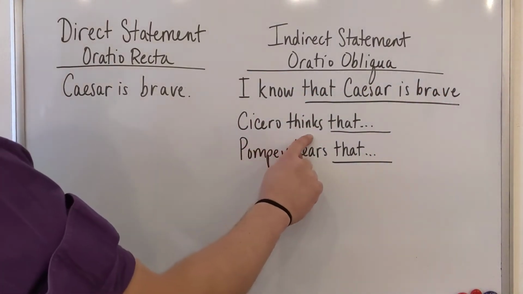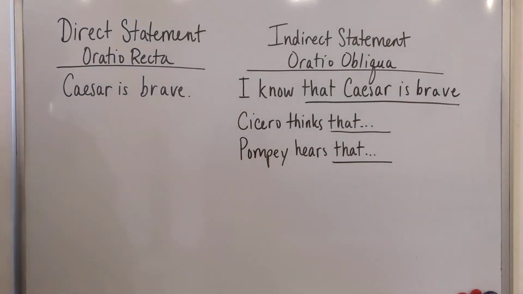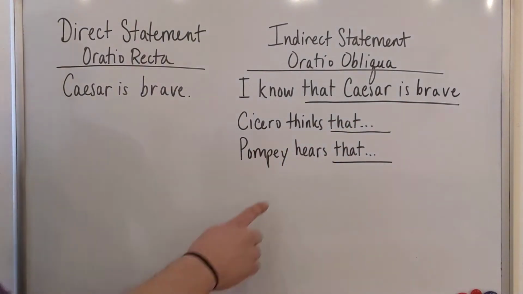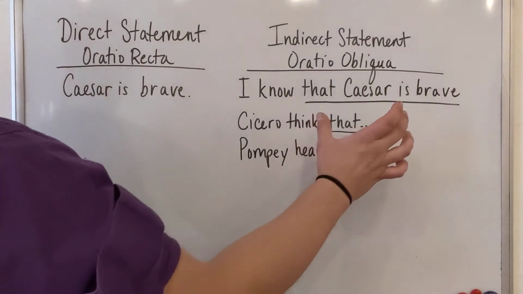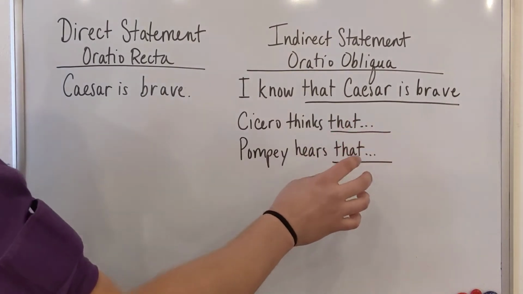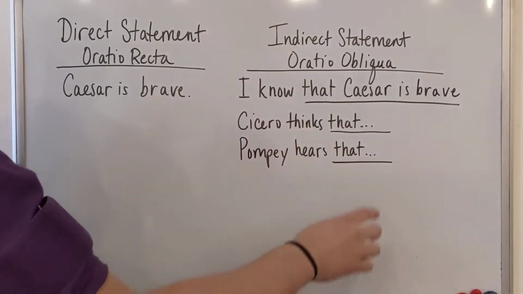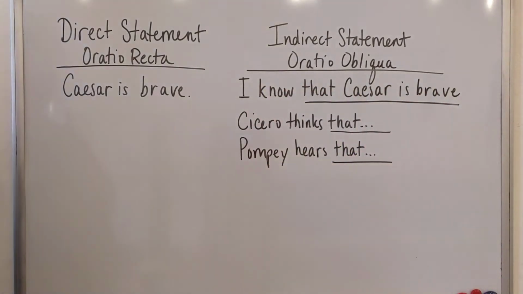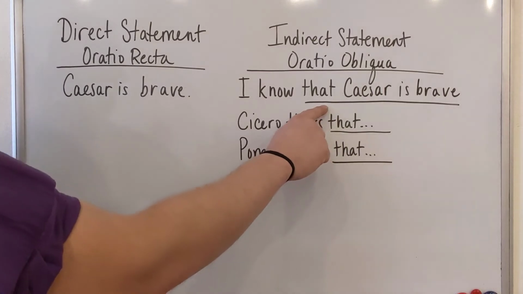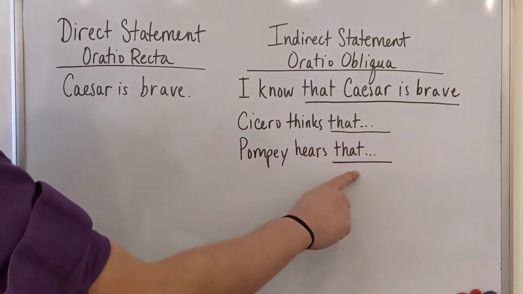Cicero thinks that Caesar is brave. Pompey hears that Caesar is brave. The direct statement is now being recast or rephrased in reference to another verb that introduces it as an indirect statement. Notice the introduction of the English word that every time.